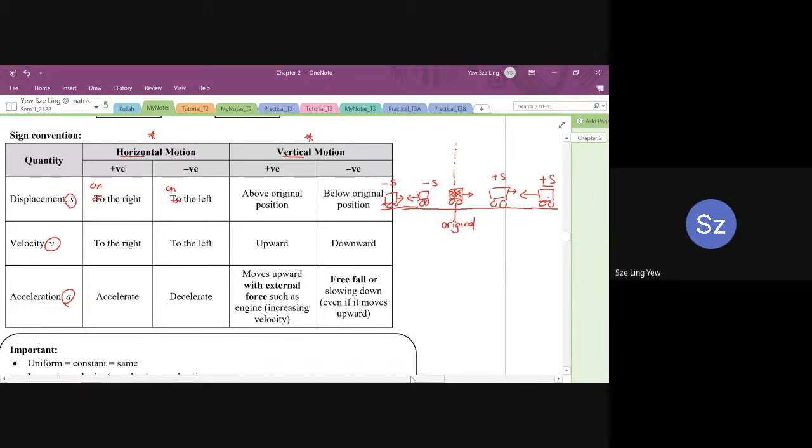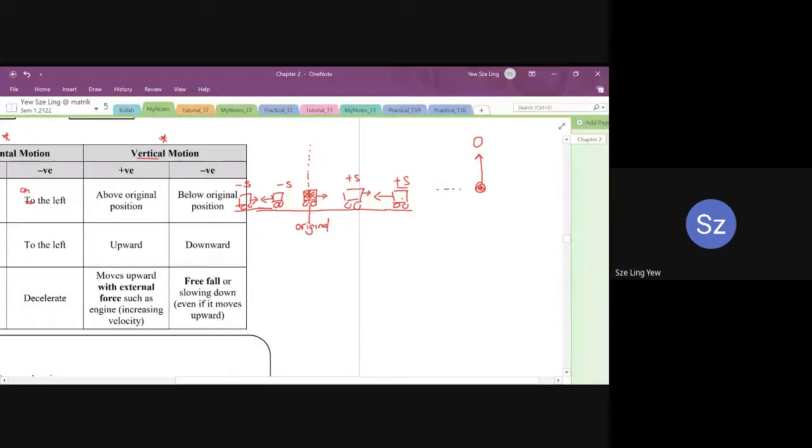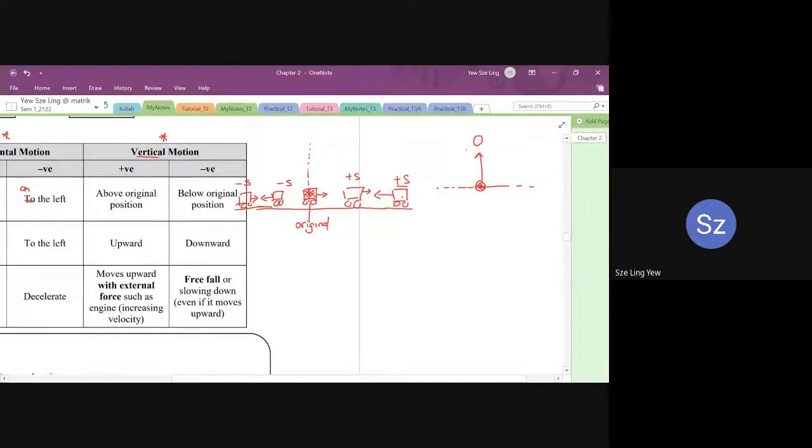Same goes for the vertical motion. Now, let's look at what happens in the vertical motion. Let's say you throw an object. This is the original position. You throw it up, and now my object reaches its maximum height. Now this is our reference line. Obviously, we are going to have a positive S because it's located above the original position.